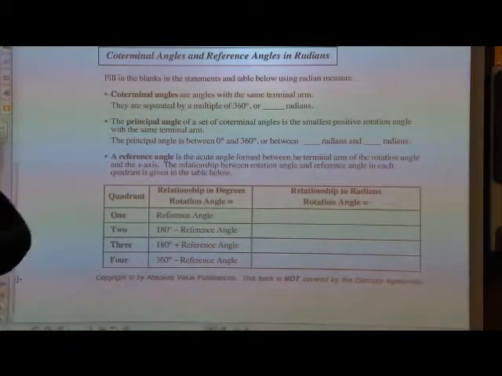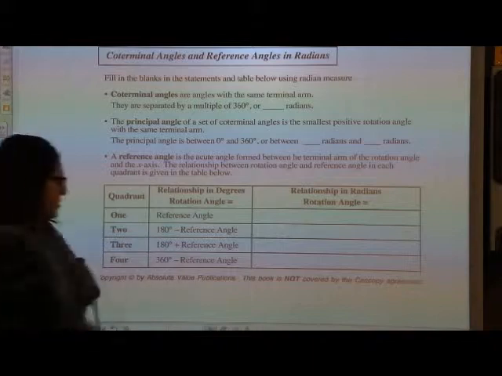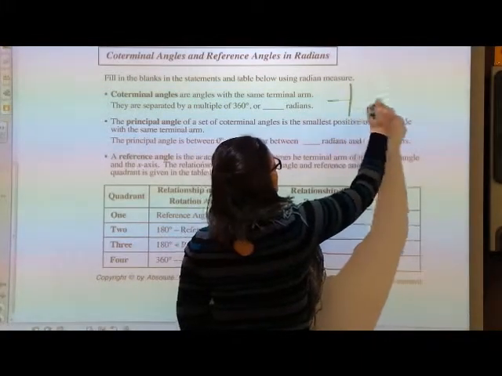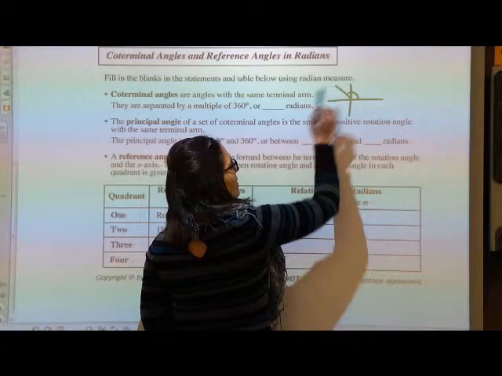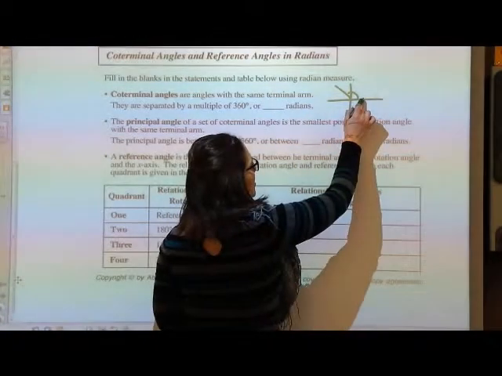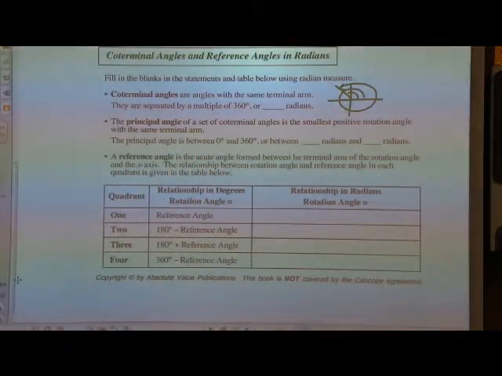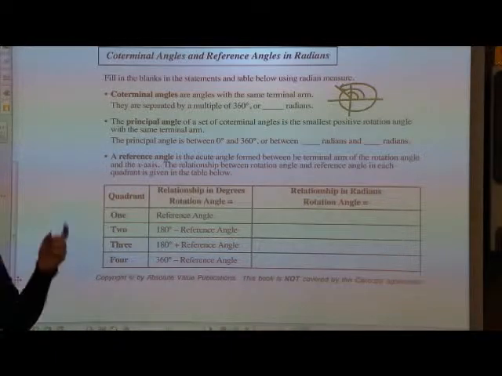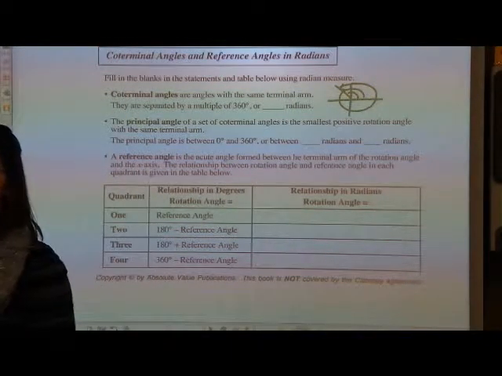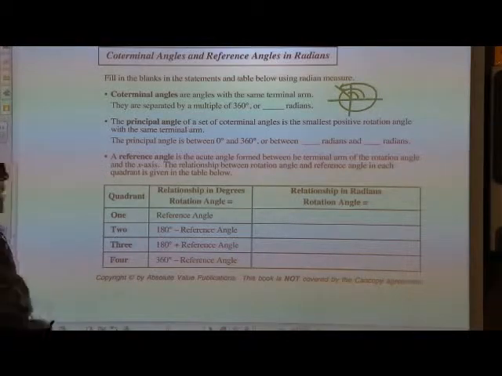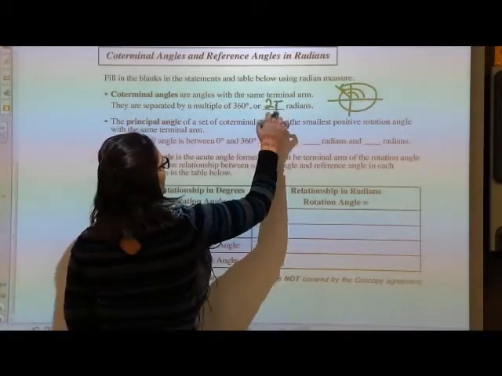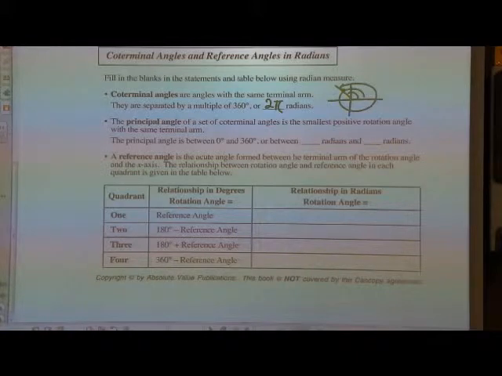Okay? So coterminal angles are angles that have that same terminal arm. So if I draw my angle, this is my terminal arm. That's one angle. A coterminal angle, I could go around one complete rotation and get back to the beginning. In degrees, one complete rotation was how much? 360. But I'm not dealing in degrees, I'm dealing with radians. So one complete rotation in radians is how much? 2 pi. So that's what would separate my coterminal angles.